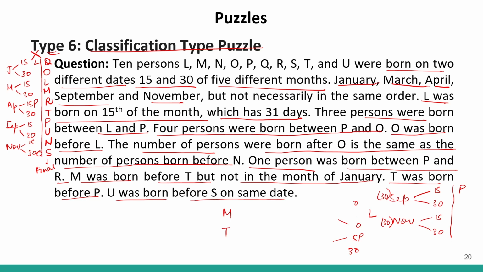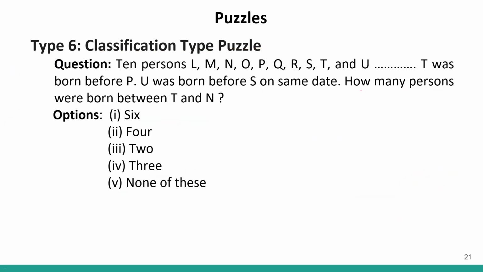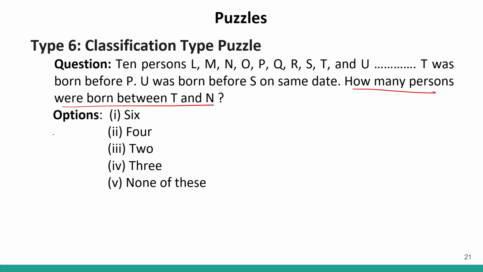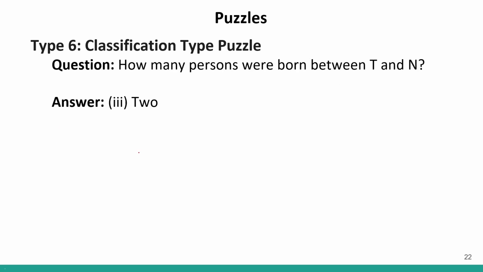Now let us look at the question. The question asks how many persons were born between T and N. Coming back to the diagram, between T and N. So T is over here, N is over here. How many people are born between them? 1 and 2. So my answer will be option number 3, 2. 2 people are born between T and N.